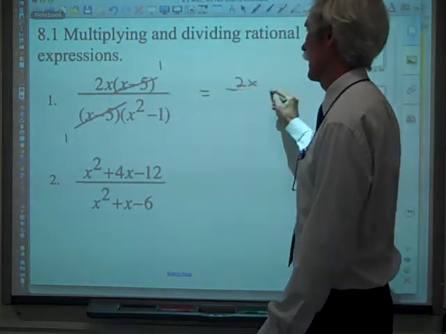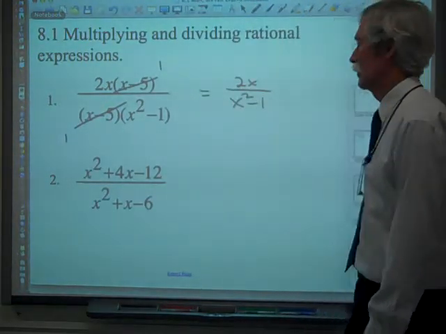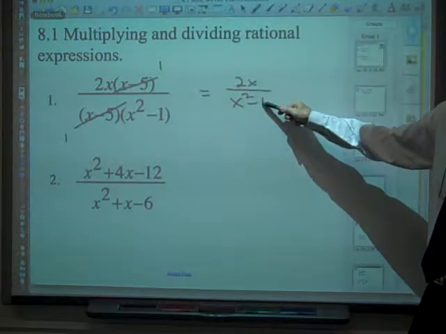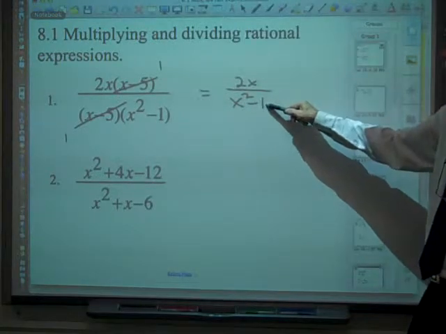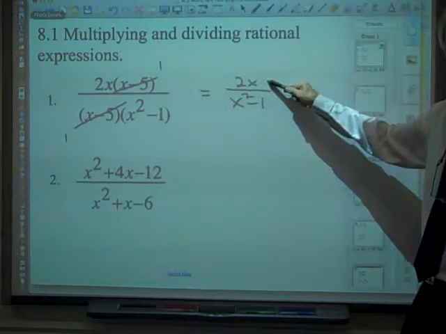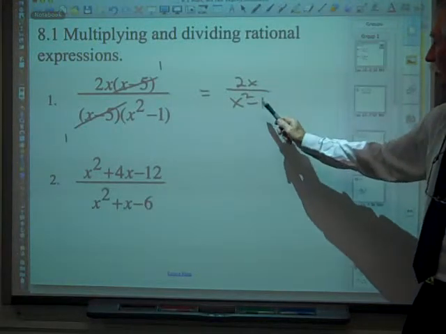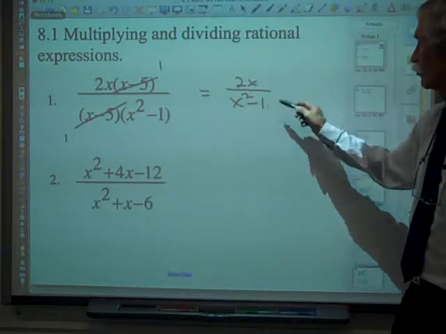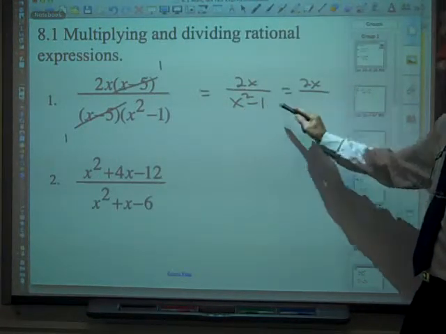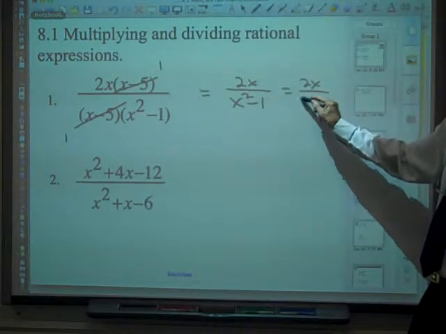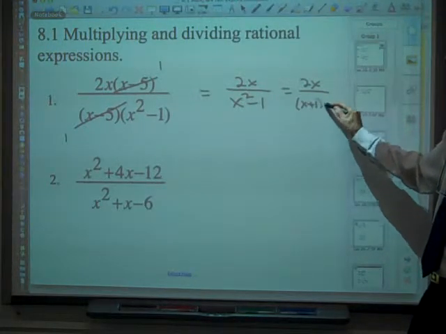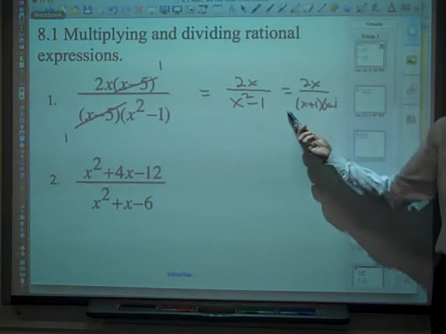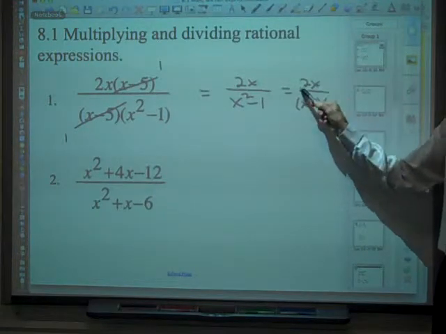So what this one will actually look like is 2x over x squared minus 1. This is a difference of squares, and we will see in later problems where we'll have to factor that to see if it could cancel with something up here again. But if you factored that, what would it look like? X plus 1, x minus 1. Remember, it's a subtracting perfect squares. Is there any way one of those might cancel with 2x?